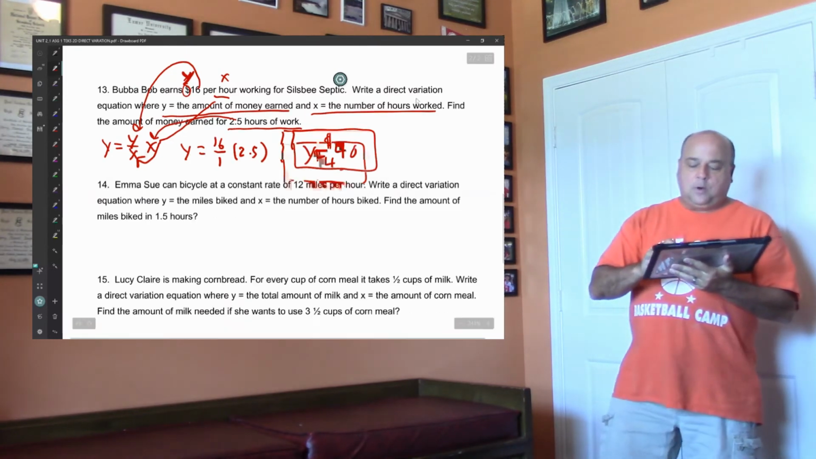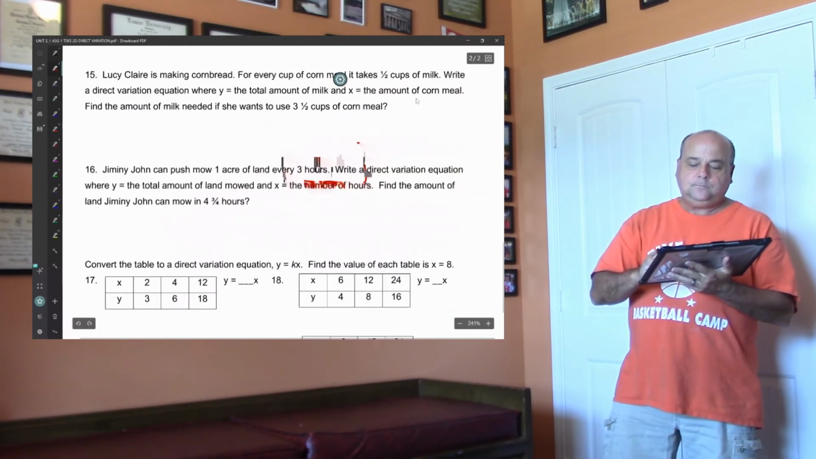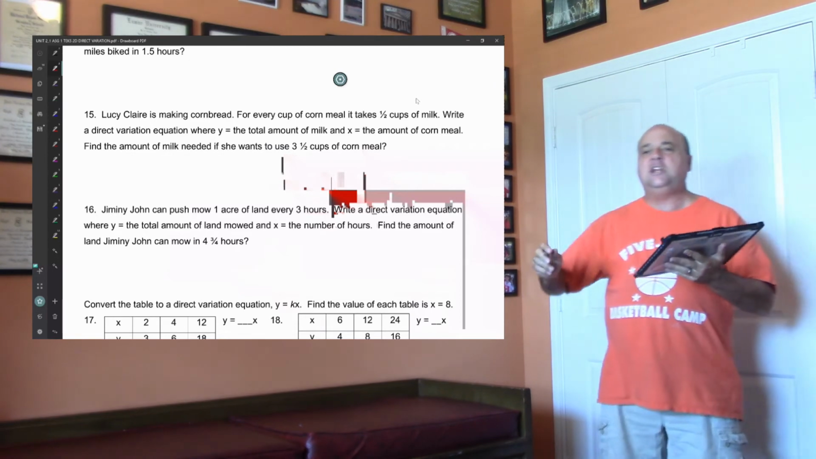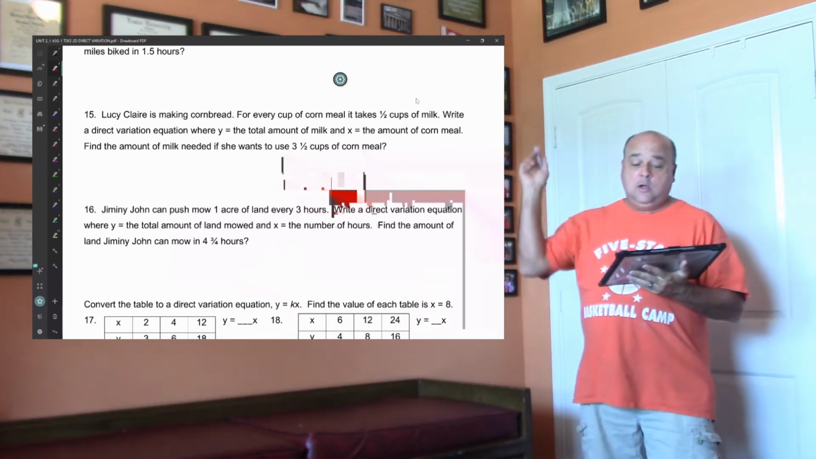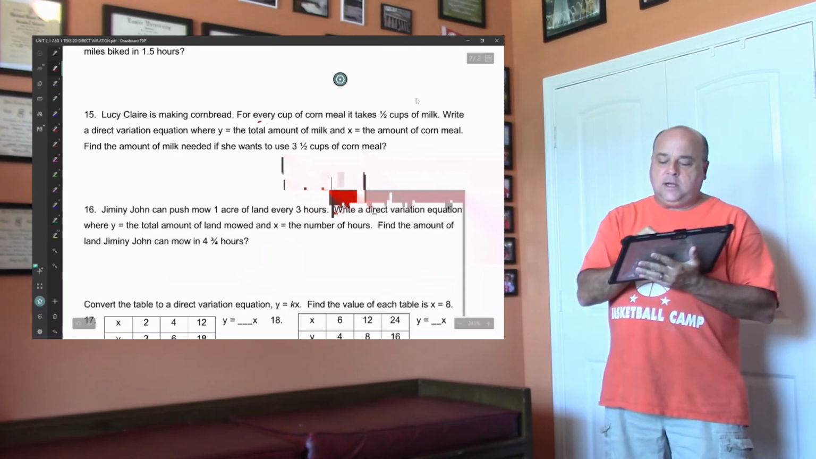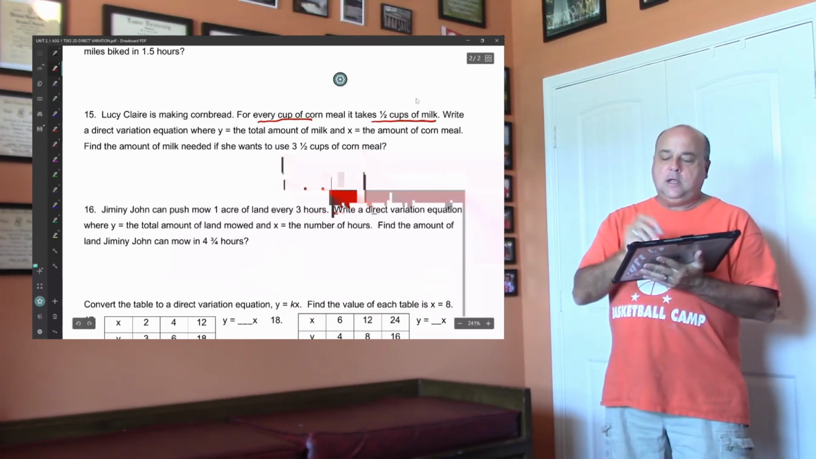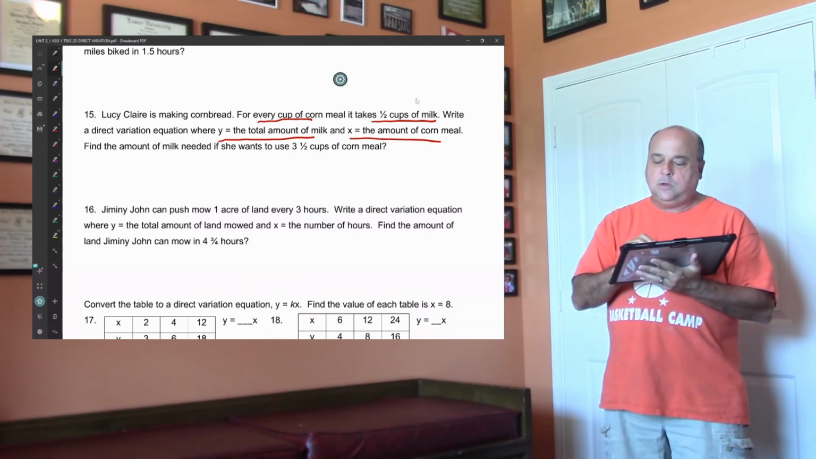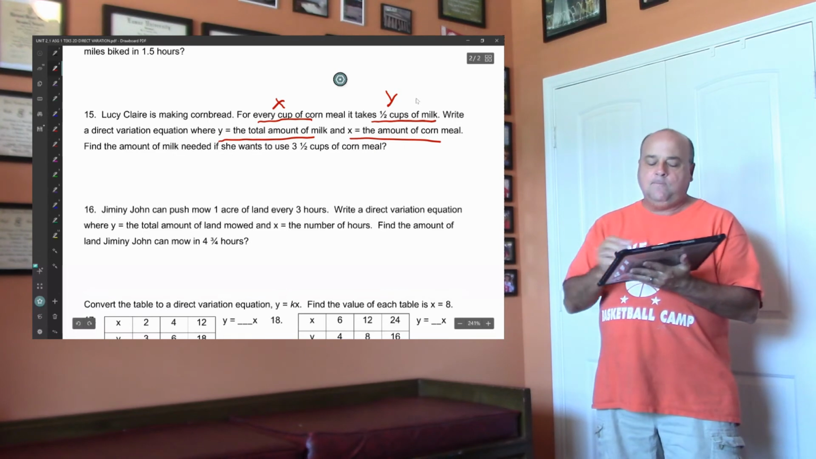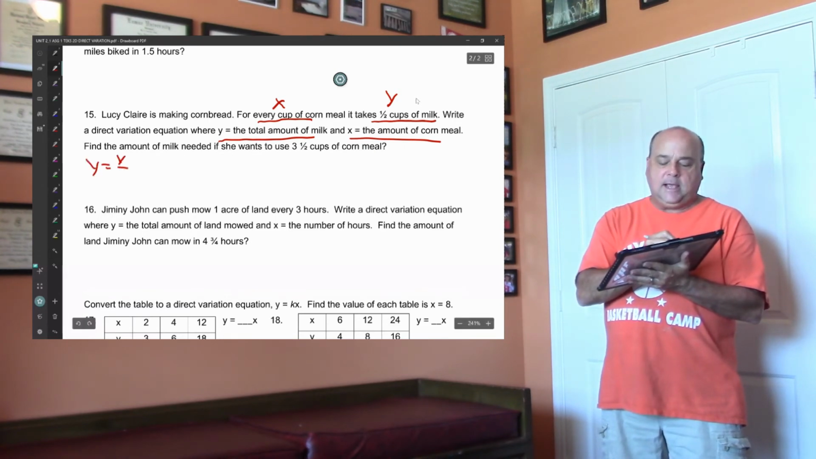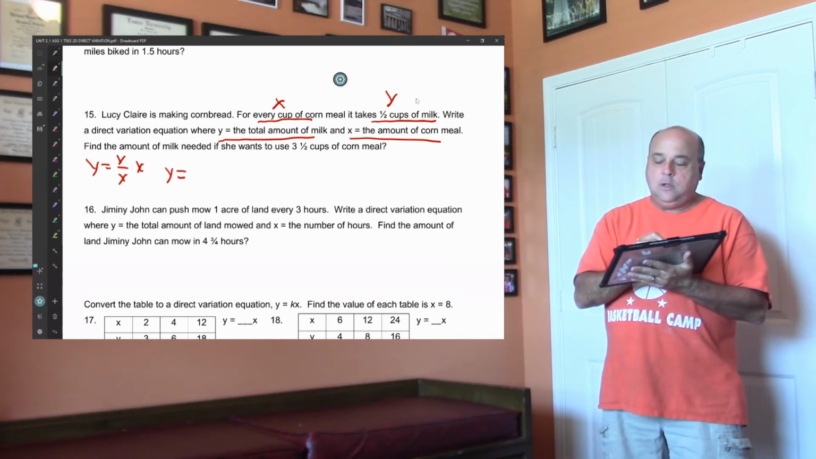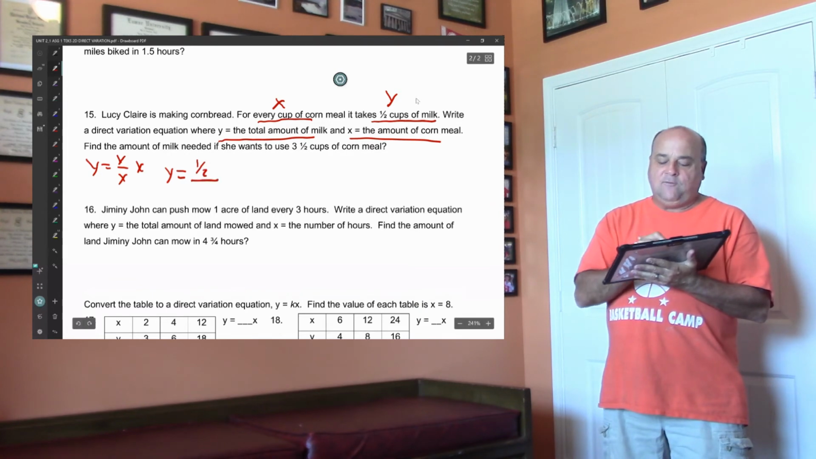Okay, and we'll do one more problem like this. Let's go down to 15. Okay, so Lucy Claire's making cornbread. Eat that with some beans and rice and you got supper. Okay, for every 1 cup of cornmeal, it takes a 1/2 cup of milk. Write a direct variation, and notice I'm telling you what y is and what x is. So the y is the milk, so 1/2 would be our y, and x would be the amount of cornmeal, which is 1 cup, right? So write down y equals y over x, and then we're going to write down y equals, and then our y would be 1/2, and then we're going to have 1 cup of milk, right?